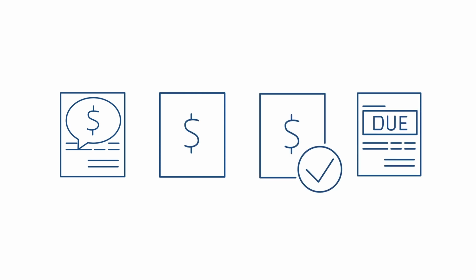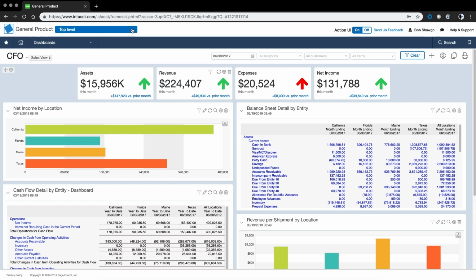Welcome to a brief overview of the Sage Intacct quote-to-cash process. I'm about to show you how you can move from quote to fulfillment to billing and accounts receivable without rekeying any information. Because this is a multi-entity organization, the first thing I want to do is select the appropriate entity.